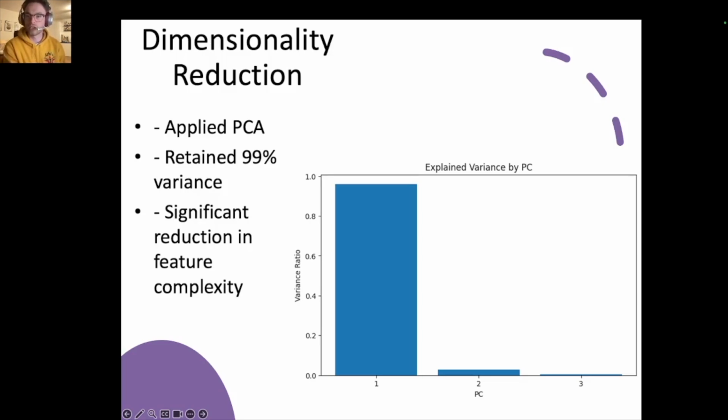PCA transforms the original features such as MFCCs and spectral centroids into a new set of components that capture the maximum possible variance in the data. By retaining only the top components that explain 99% of the total variance, I was able to reduce the feature set down to just 3 principal components, significantly streamlining the input to my classifiers.